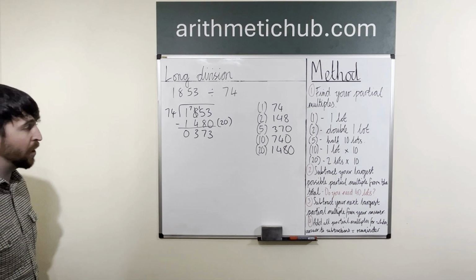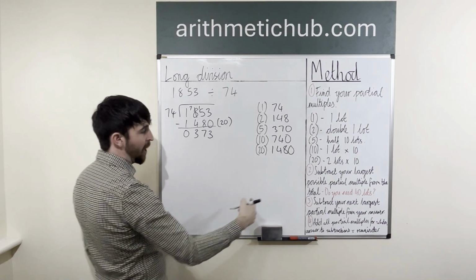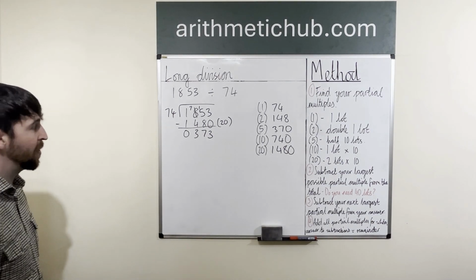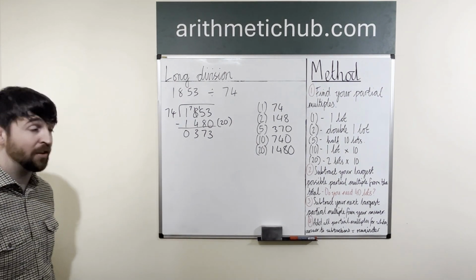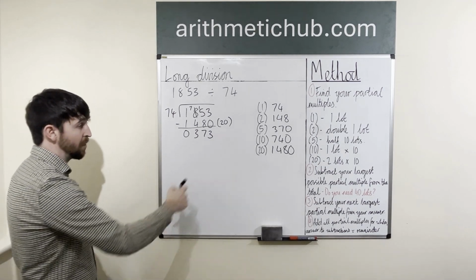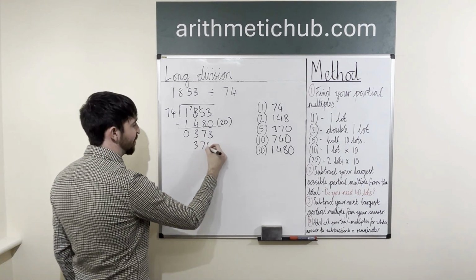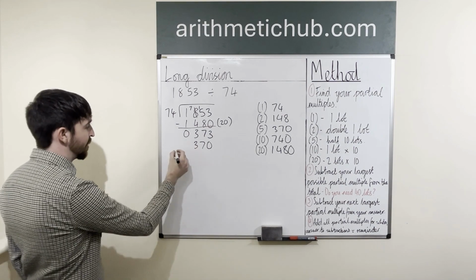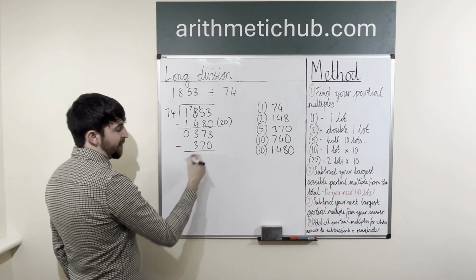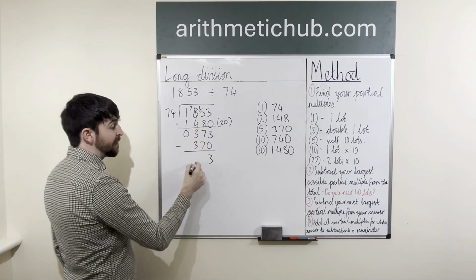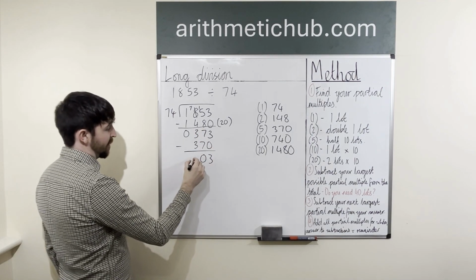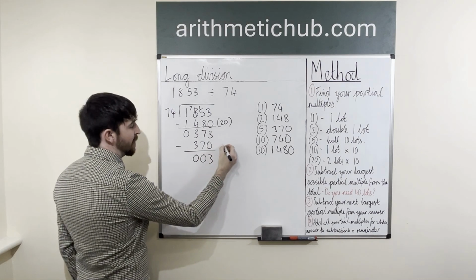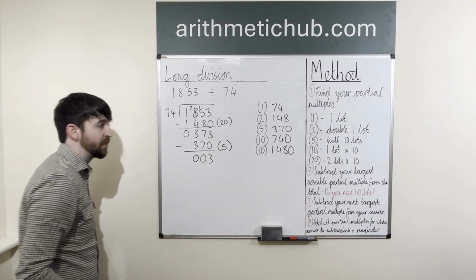So now what I would do is say, right, now I need to find the largest possible partial multiple that I can subtract from the total. So actually, I can subtract 5 lots quite easily, can't I? All I would do is take 370 from 373. 3 take away 0 is going to give me 3. 7 take away 7 is going to give me 0. 3 take away 3 is going to give me 0. So I've subtracted 5 lots there.